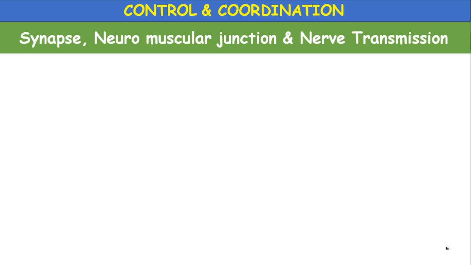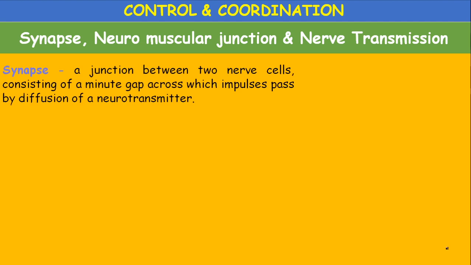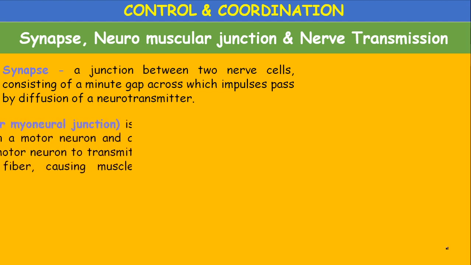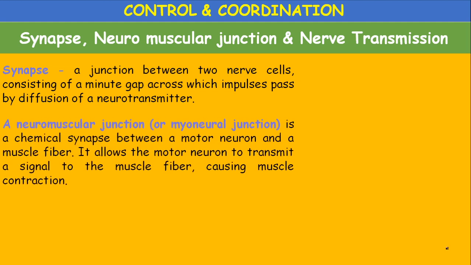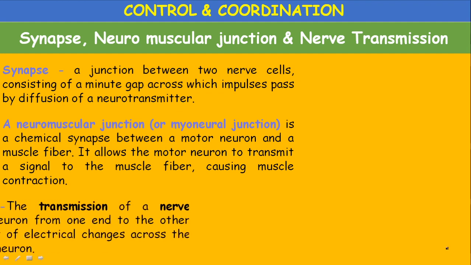Synapse, neuromuscular junction, or nerve transmission. So these three are very important terms which we come across. A synapse means a junction between two nerve cells consisting of a minute gap through which the nerve impulses pass by diffusion of a neurotransmitter. A neuromuscular junction, or it is also called myoneural junction, is a chemical synapse between a motor neuron and a muscle fiber. It allows the motor neuron to transmit a signal to the muscle fiber, causing muscle contraction. The muscle contraction depends upon a neuromuscular junction.